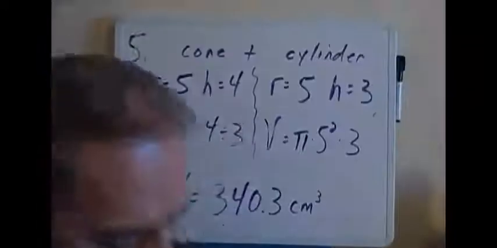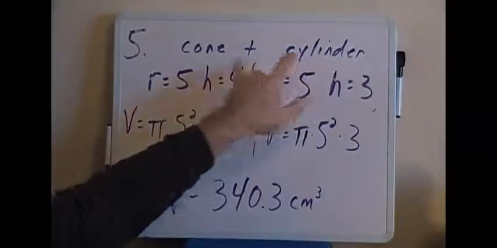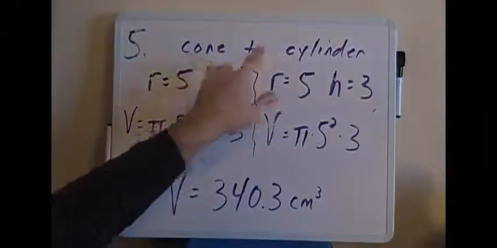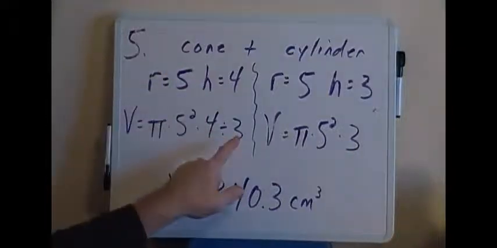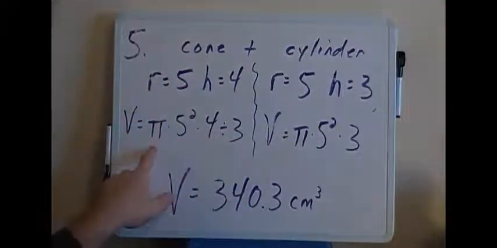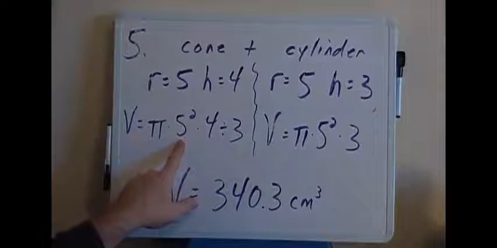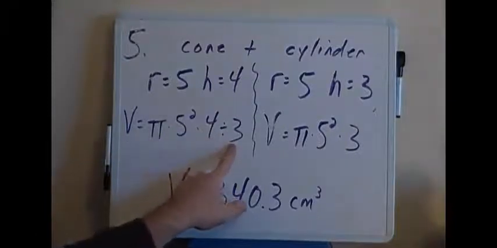Problem number 5. We have a cone and a cylinder. It's a composite solid, so we're going to add the two. The cone plus the cylinder, volume of the cone. Remember, because it's a cone, we'll divide by 3, so it's pi times radius squared of 5 squared times the height of 4 divided by 3.